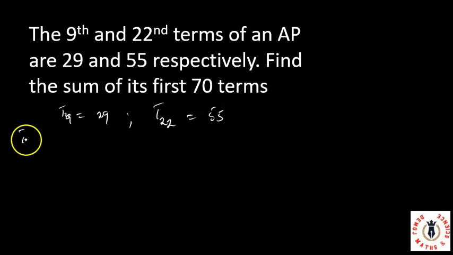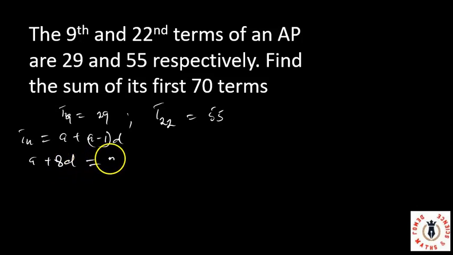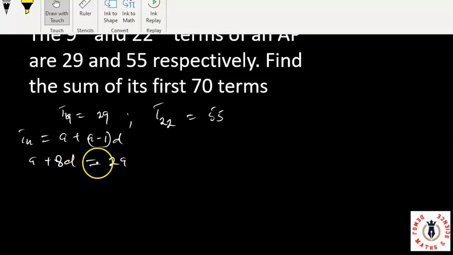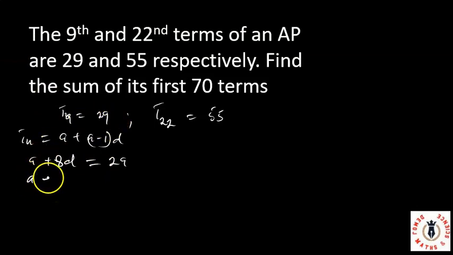Remember that Tn of an AP is given as A plus n minus 1 into D. So that if T9 is equal to 29, that is A plus 8D, n is 9, minus 1, that's 8D, is equal to 29. And at the same time, A plus 22 minus 1, that's 21D, is equal to 55. Let's call this equation 1, and let's call this equation 2.